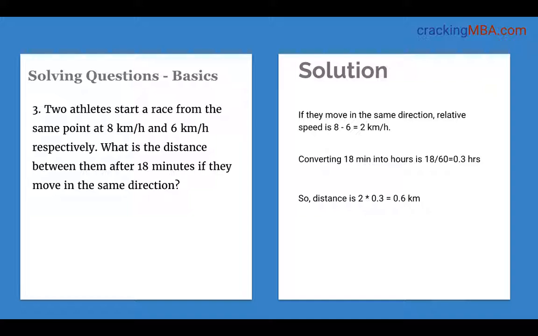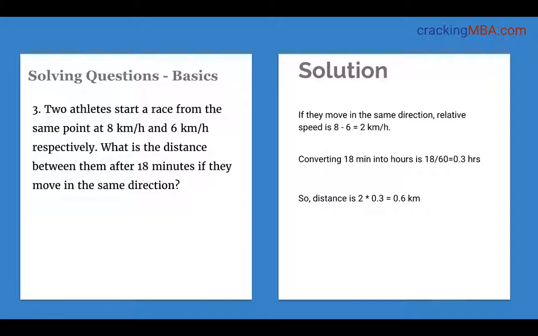So you need to visualize, if they're moving in the same direction, it is the relative speed with the subtraction. If they're moving in the opposite direction, it is an addition. So here we are saying they're moving in the same direction. So what is the relative speed? 8 minus 6 is equal to 2 kilometers an hour.